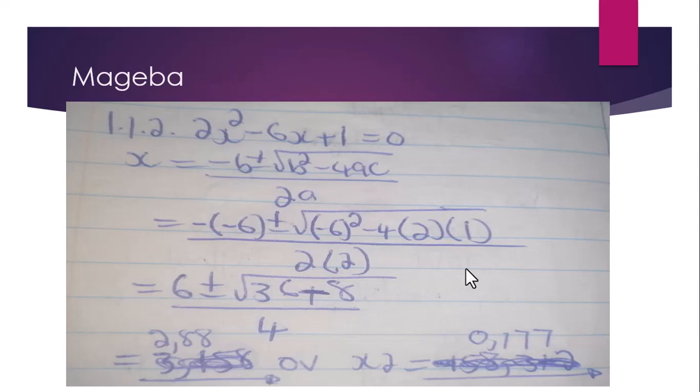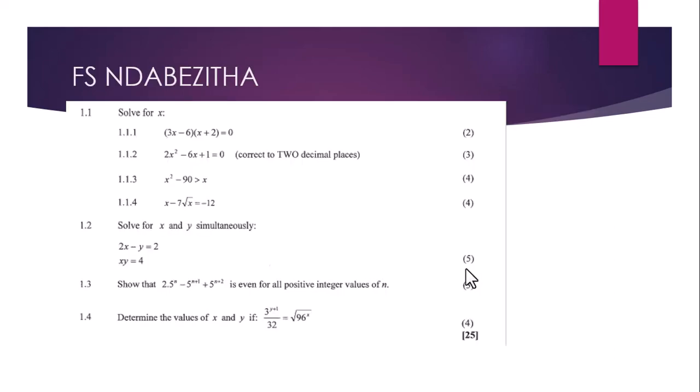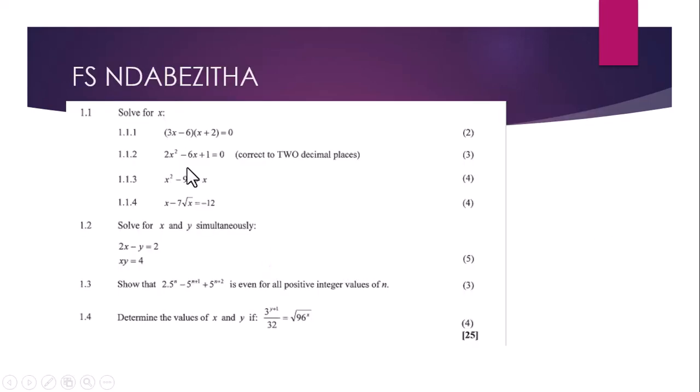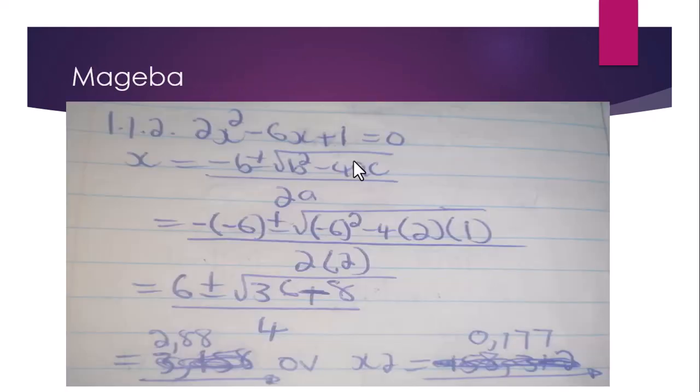So let us continue in here. So we have 1.1.2 and we have 2x squared minus 6x plus 1 equals 0. Let's just double check. And here we are, 2x squared minus 6x plus 1 equals 0. In most cases, when they say correct to 2 decimal places, then one knows that the quadratic formula has to be employed.